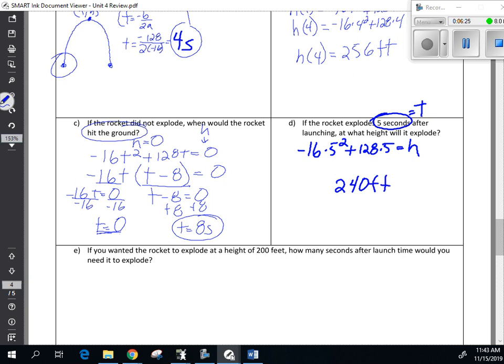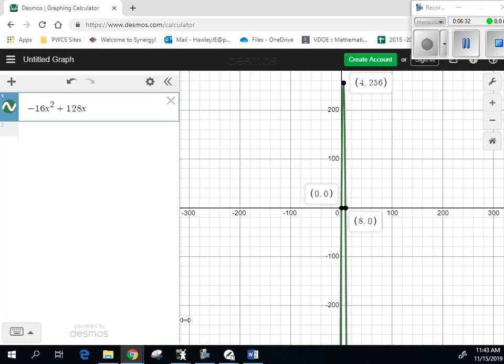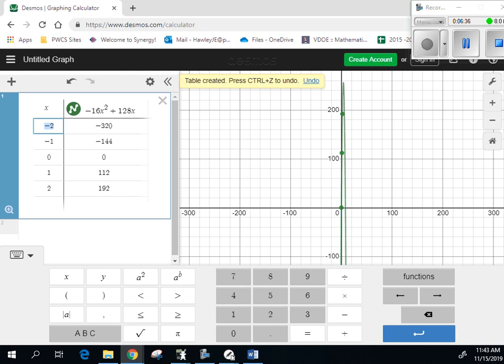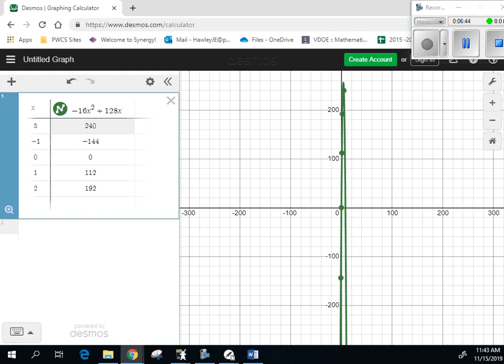For this problem, you can also use Desmos. I can pull up settings, and you go to table, and I want to know at 5 seconds. So I change this negative 2 into 5, and it tells me, like I said, in our table, that it is 240 feet at 5 seconds.